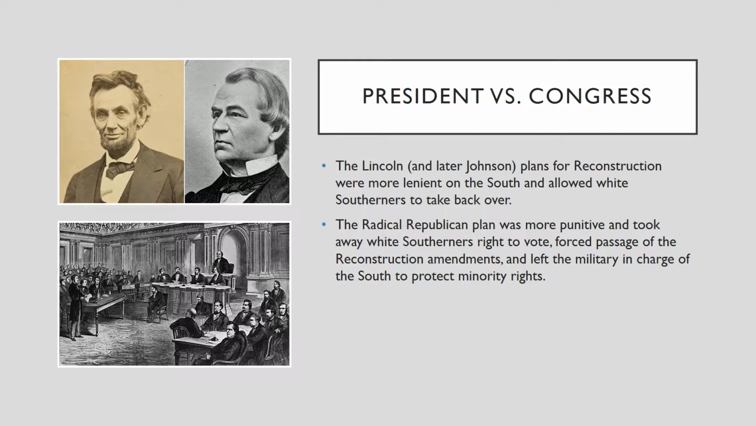Now, the bad part of Lincoln's plan was that he was willing to not give as many political rights to African Americans as the radical Republican plan is going to demand. And the reason Lincoln is going to do that is Lincoln really wants to bring the South back in very quickly. Now, Lincoln's plan obviously is not going to pass because Lincoln is killed. He's assassinated by John Wilkes Booth. Let's talk about that for a minute.